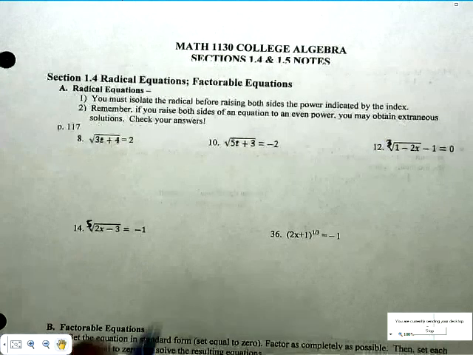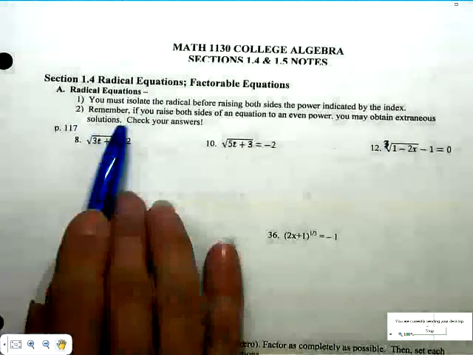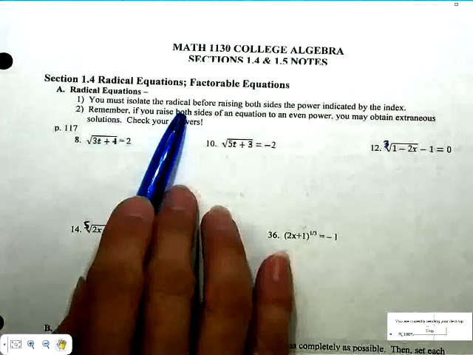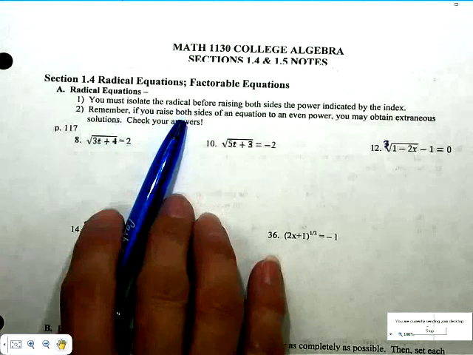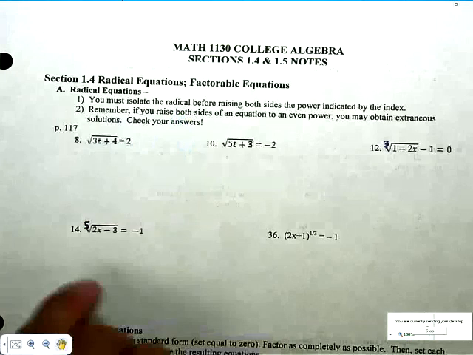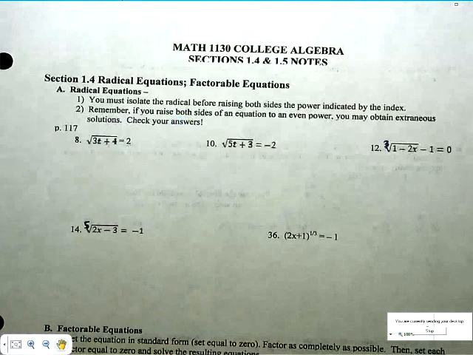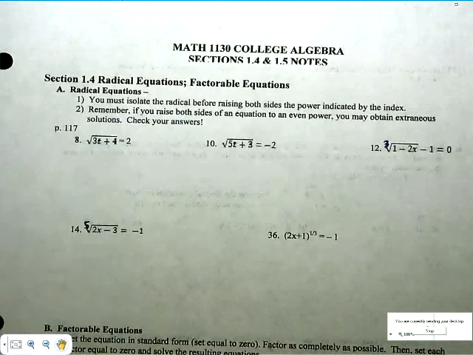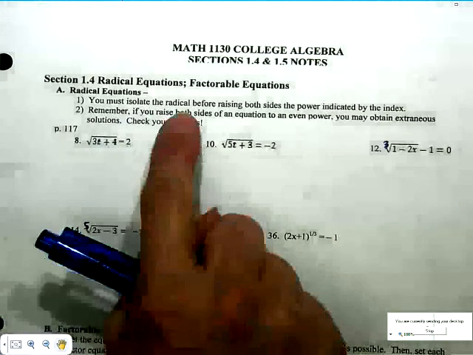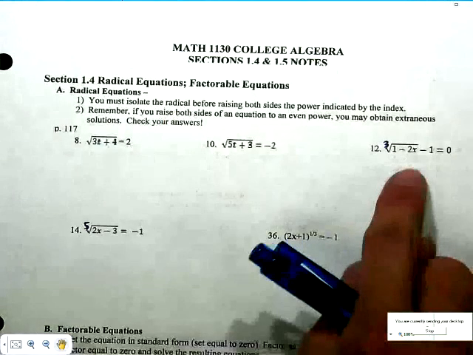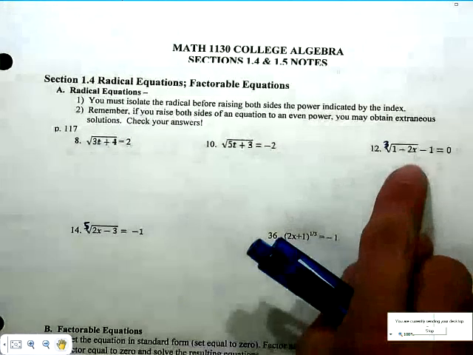Two notes about solving radical equations. Number one, you must isolate the radical before raising both sides to a power indicated by the index. What the heck? That's one of those math sentences you have to read two or three times. But if you have, for example, square root of x equals 9, how do you unsquare root something? You just square both sides. You can square both sides or cube both sides or raise both sides to any power you want. This note is just saying before you raise both sides to a power, you need to have the radical by itself. So number 12, when we get to it, we're going to have one step we have to do before we can cube both sides.